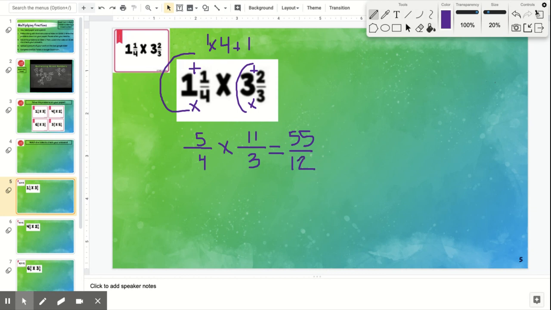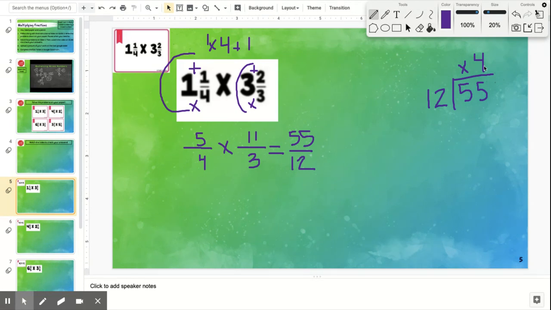However, we cannot leave our answer like this because this is an improper fraction. So we need to read this as a division problem in order to get our mixed number answer. So 55 divided by 12 is what we need to solve. And I'm going to do that over here off to the side. So 55 divided by 12. Numerator always goes inside the house. Denominator always goes outside the house. So 12 cannot go into 5, but it can go into 55 4 times.